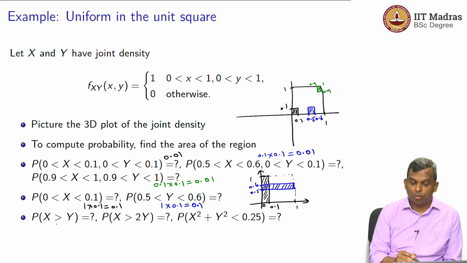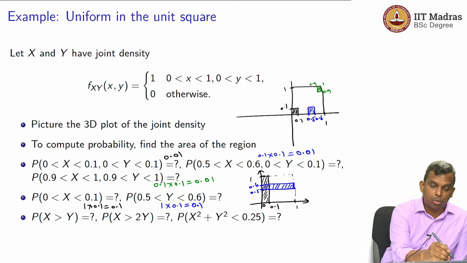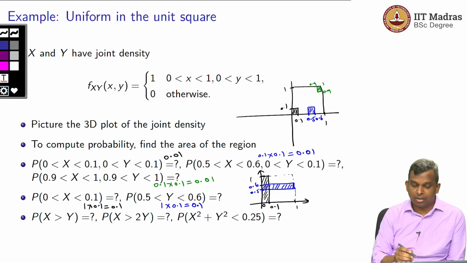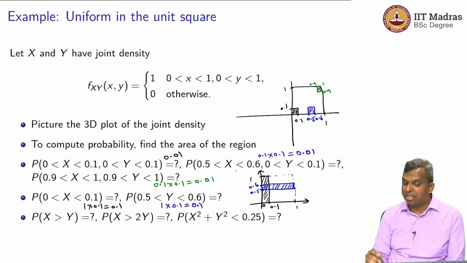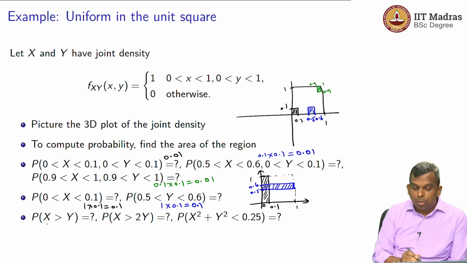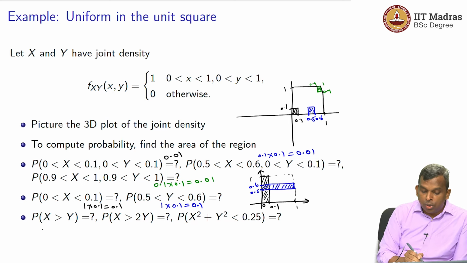Okay, so now we have more involved things. Let me draw one more picture here. It's just a question of specifying this area A in more and more complicated fashion. The first two examples, I simply gave ranges of x, ranges of y, so you could simply draw it. Now I'm saying probability that x is greater than y. So how do you draw x greater than y?